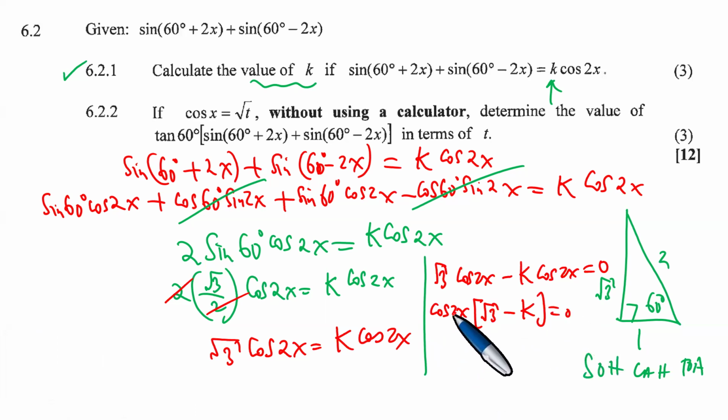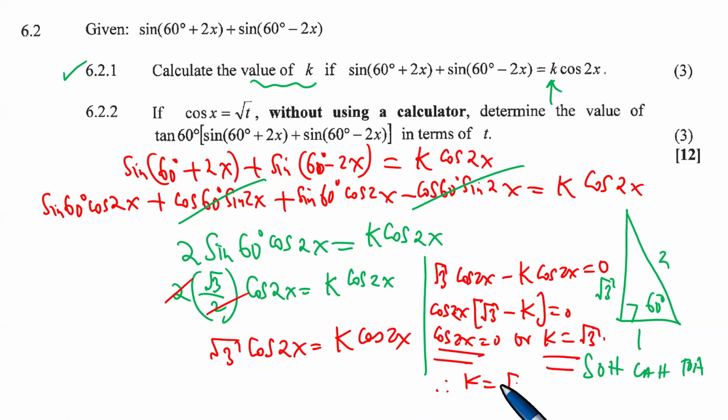Which means we have cosine 2x equals 0, or k equals the square root of 3. Okay, this would be a very normal way to solve these, but yeah, we don't want this. But k equals the square root of 3, so therefore k equals the square root of 3. K equals the square root of 3, like so.